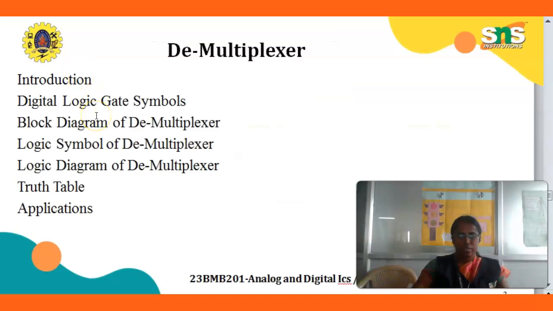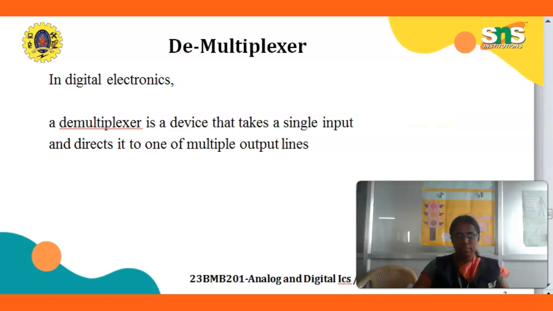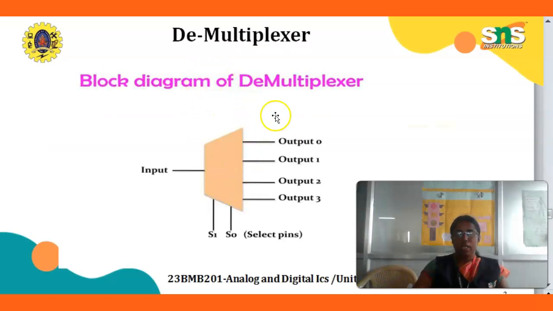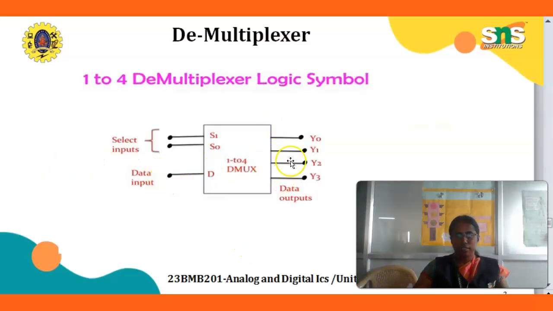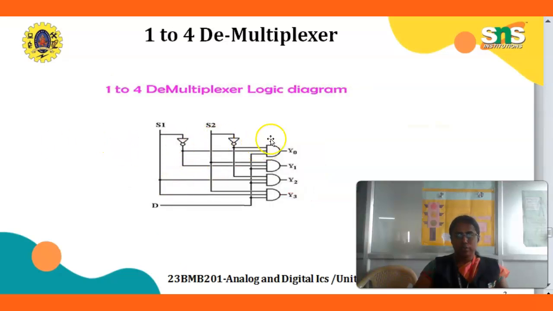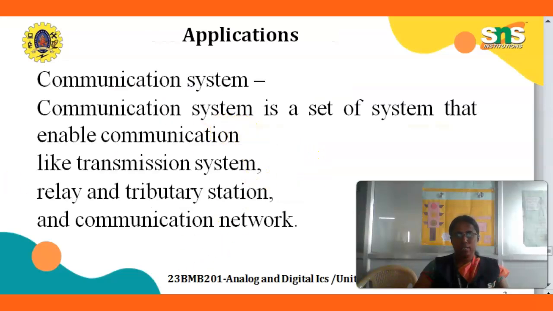So we covered the introduction, digital logic systems, the block diagram of the demultiplexer, the logic symbol, and the logic diagram. The logic symbol, that is the block diagram, has a single input, where outputs come based on the select lines S1 and S0. For this 1:4 demultiplexer, with the single input D, the outputs Y0, Y1, Y2, Y3 will come, and this is for its applications.